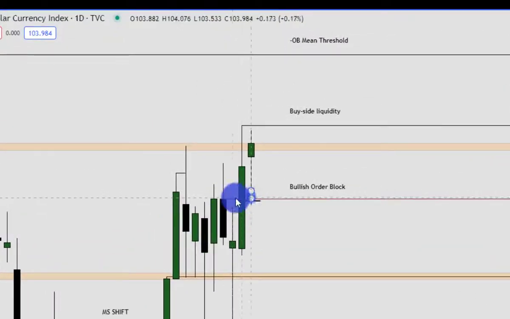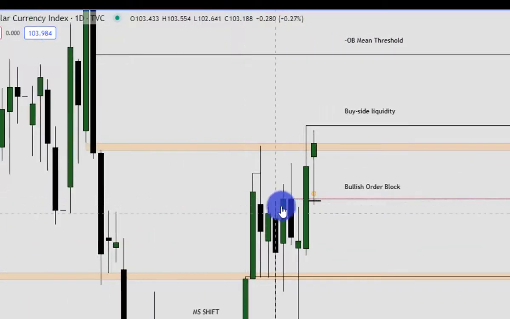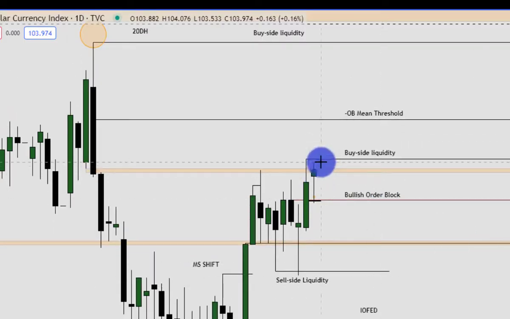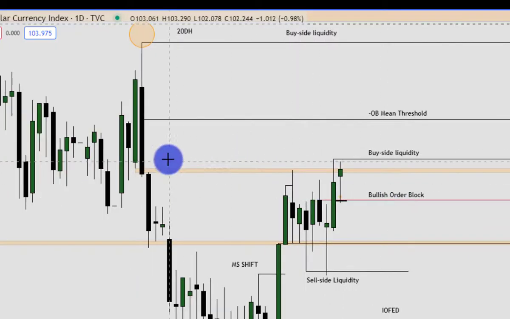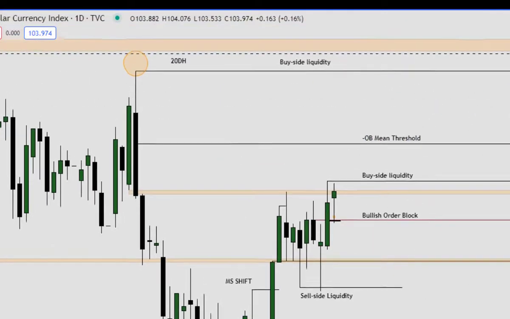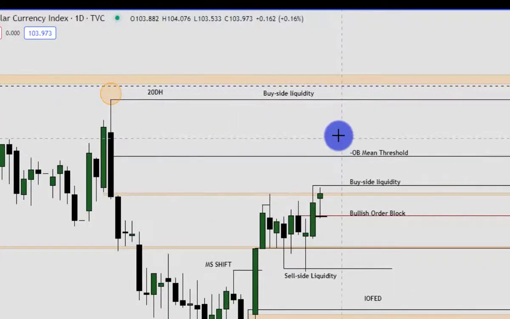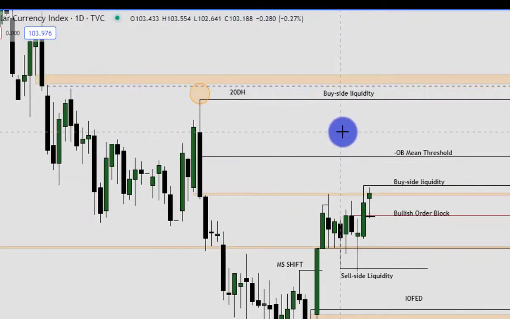So I knew that the dollar should show some level of rejection and should trade into the buy side liquidity residing above yesterday's high, okay, or the dollar should also push into 50% of this bearish order block, which is called the bearish order block mean threshold, or as well the dollar can trade into the previous 20-day high, okay, because there is a pool of buy side liquidity residing above that high. So this was my analysis this morning.